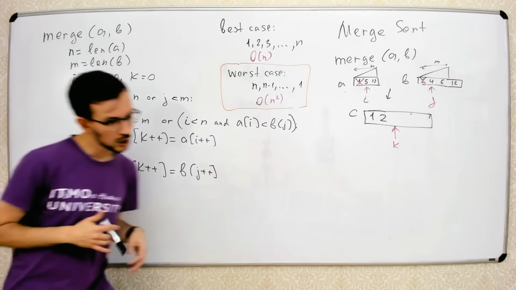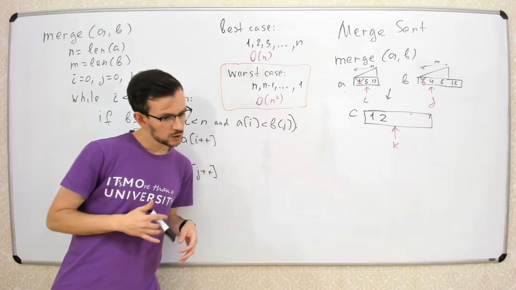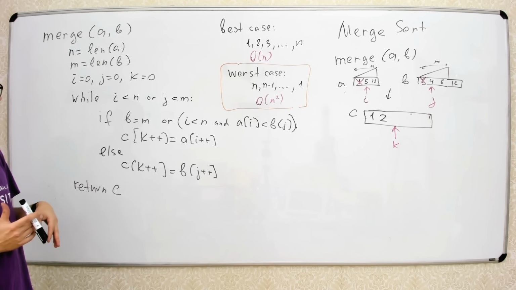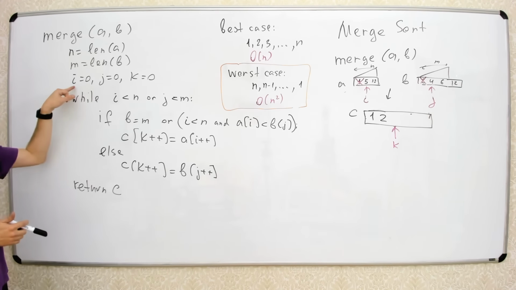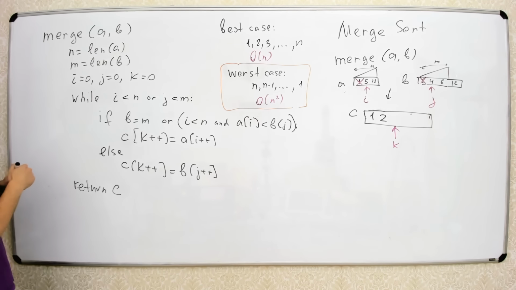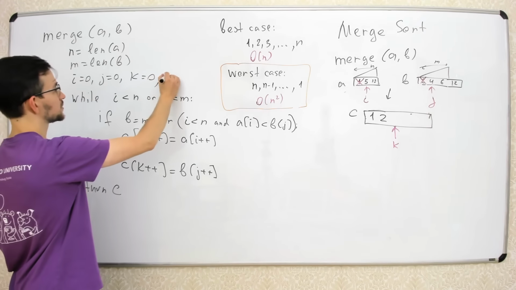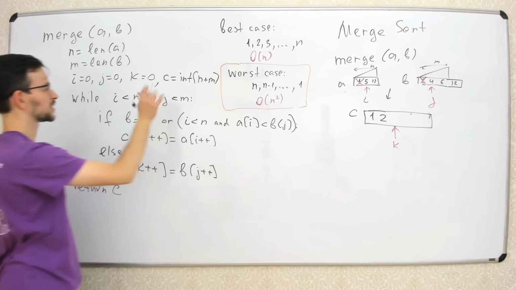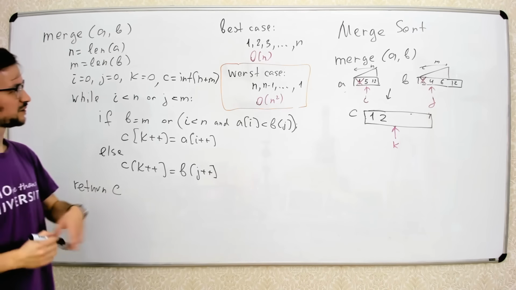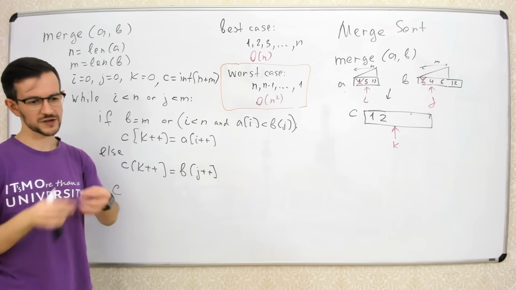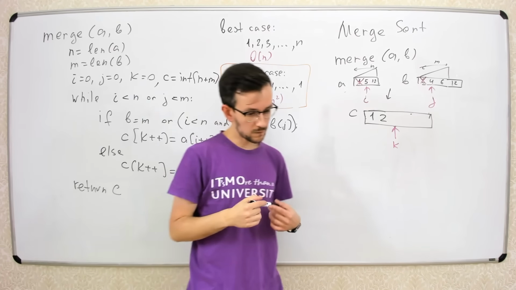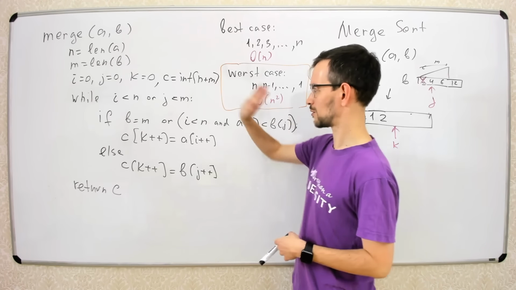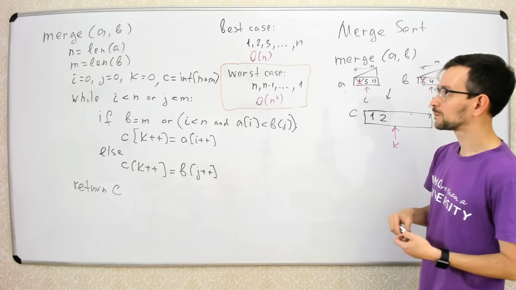Where? C equals... I didn't create array C, but I think it's fine. You need to create array C of size n plus m. Somewhere here, let's say C is an array of size n plus m. Something like that. Just create the array, initialize it to 0, something like that. You need to initialize it somehow, yes. I agree. Good.